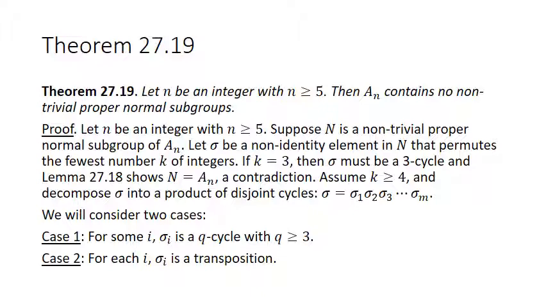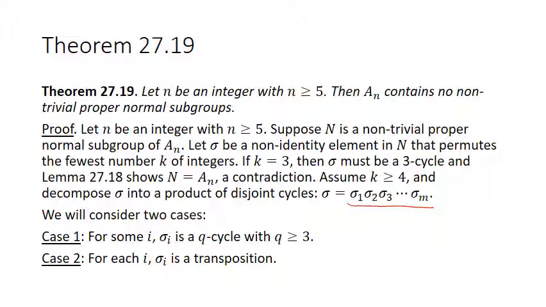Okay, so that's why these are our cases here. We showed that k equals 3 is a contradiction, so we're looking at k is greater than or equal to 4, and we don't have to consider anything lower. Okay, so we have decomposed our element sigma that permutes k elements into a product of disjoint cycles, which are here. And now we're going to consider two cases.